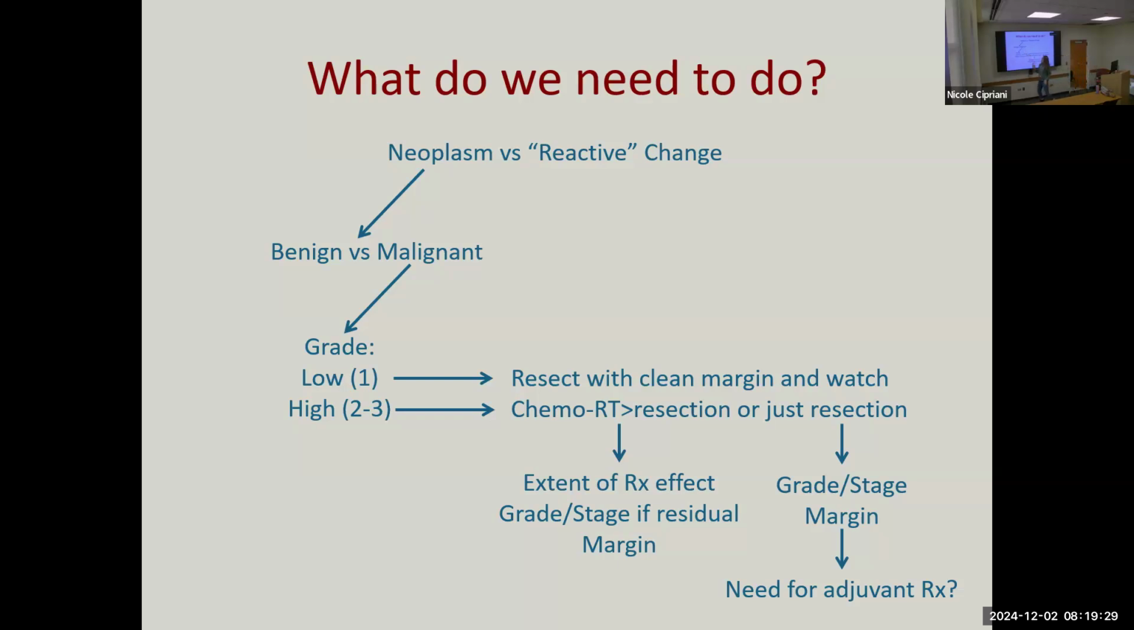If it's a neoplasm, is it benign or malignant? If it's malignant, generally low versus high grade. According to the French grading system, which we'll see, there are 3 grades. But for soft tissue tumors, grades 2 and 3 are essentially considered high. So it's basically low versus high. With low-grade tumors, generally resection with clean margins and watchful waiting. With high-grade tumors, depending on site, they'll undergo chemo and then resection, or just resection.